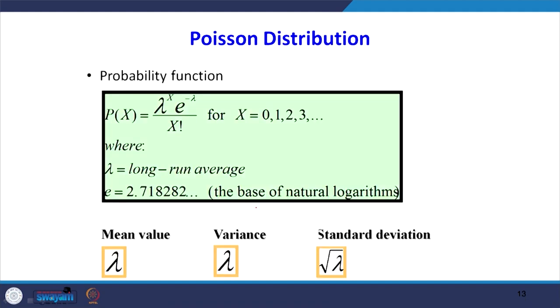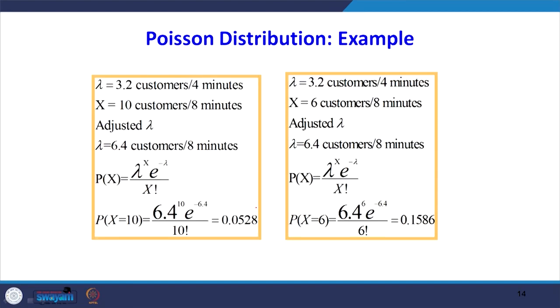The probability function for the Poisson distribution is lambda power x e power minus lambda divided by x factorial, where x can take only discrete values. Lambda is the mean, that is the long run average, and the value of e is 2.71. The mean of the Poisson distribution is lambda, the variance is lambda, and the standard deviation is root of lambda. This distribution is called a univariate distribution because it has a single parameter. It is a special property of the Poisson distribution that mean and variance are the same, that is lambda.